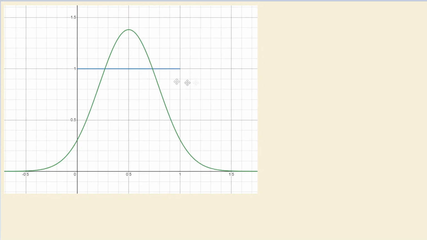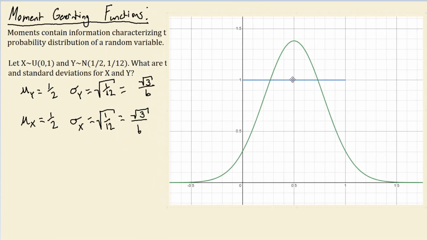If you look at a graph of these distributions, obviously they're not the same. One is defined for all real numbers and the other is defined from 0 to 1. But you can point out some similarities here. The first thing to notice is pretty obvious: they're both centered at a point of x equal to 1/2. So that's where that first moment comes into play. But both these distributions are also similarly spread out. And that might make sense as well.